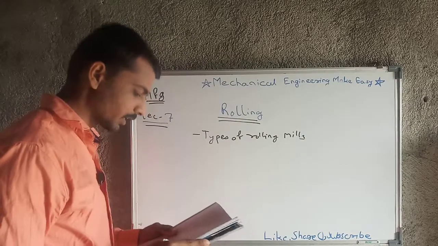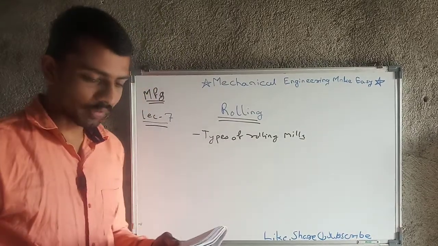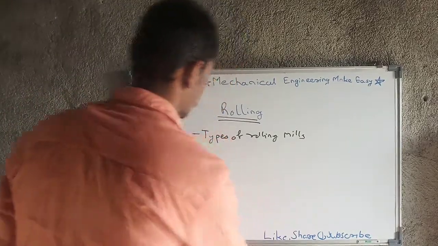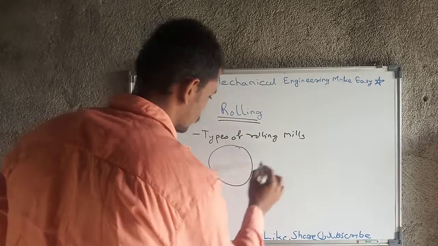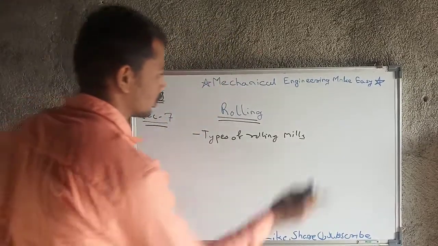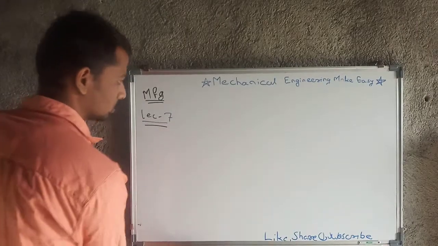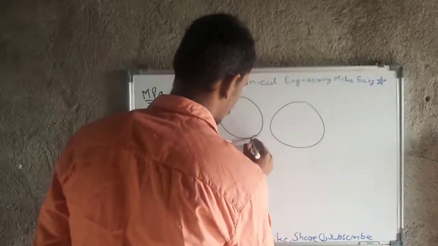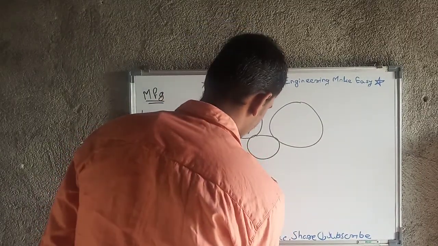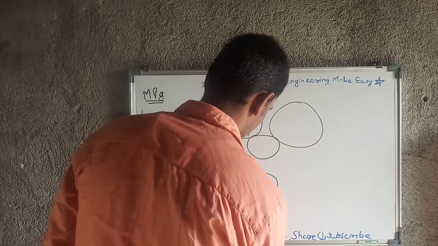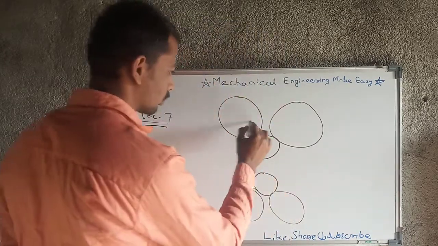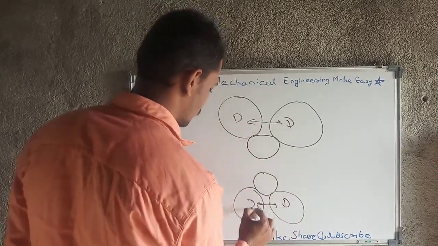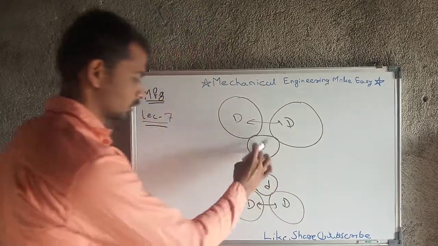After the three high rolling mill, there are four high rolling mills, or backup or supporting mills. In this case, here is one roller, here is another roller, and one small roller will be supported by this. The same will be here: small roller, high roller, high roller. The diameter of these two will be the same, D, D, D and D. The diameter of this and this will be the same, that is small d.